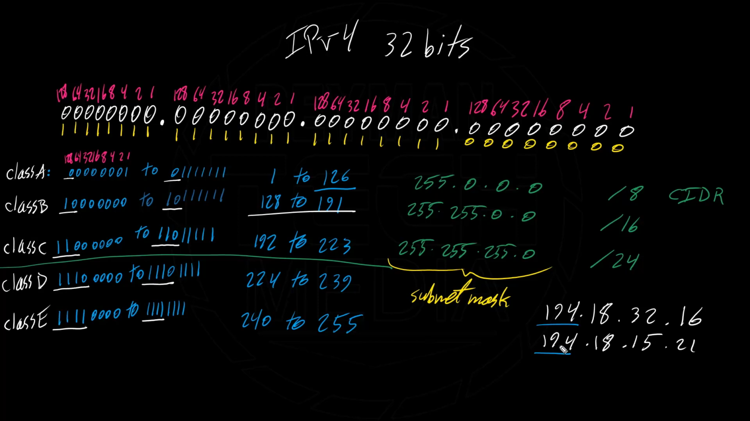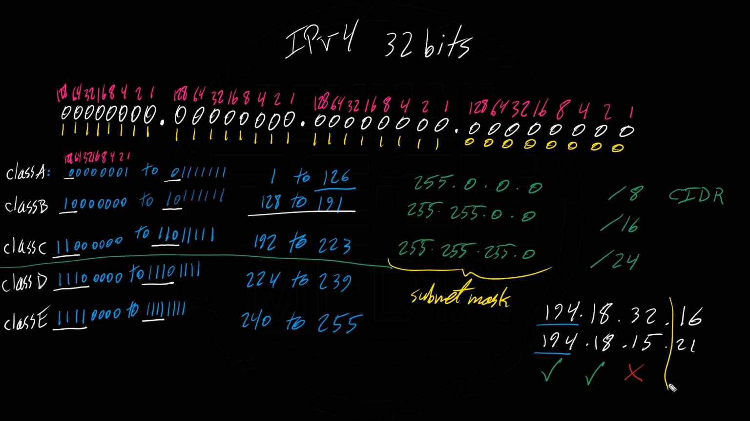Next question, are they on the same network? They are on the same class. Yes, 194, Class C. But are they on the same network? They are not, because looking at the default subnet mask for Class C, 255.255.255.0, means that the first 3 octets must match. So here, 194, very good. First octet is matched. 18, very good. The second octet matched. 32, the third octet, it's not matched.